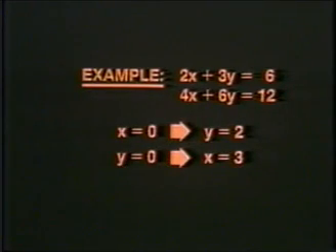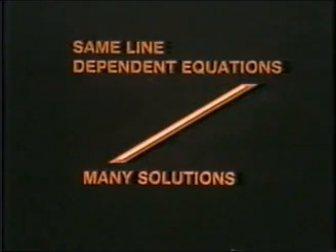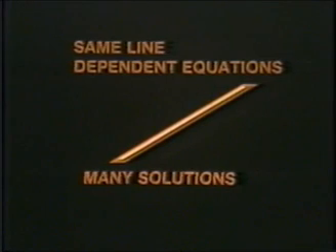Another thing that can happen, you have two equations like these. You graph the two lines and discover that one lands on top of the other. They are in fact the same line. We call these two equations dependent. Any point on the line satisfies both equations, so there are many solutions.